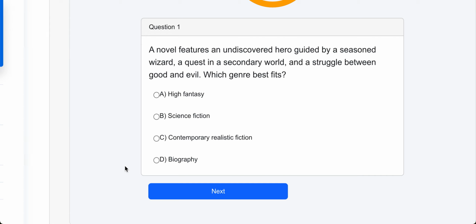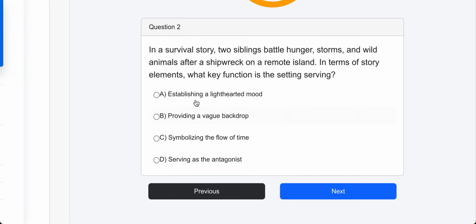So here we have high fantasy. I really like that option A right there. Remember that high fantasy focuses on good versus evil struggle. Oftentimes there's quests and a sort of fantastic world. All right, so let's move on to question number 2.